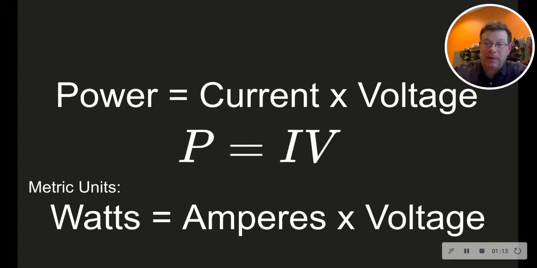If we use metric units, we find that the units can simply be inserted into the equation. And so if we have a current in amperes and a voltage in volts, the product gives us a new metric unit of watts, something you might be familiar with from everyday life. A watt is the metric unit of power.